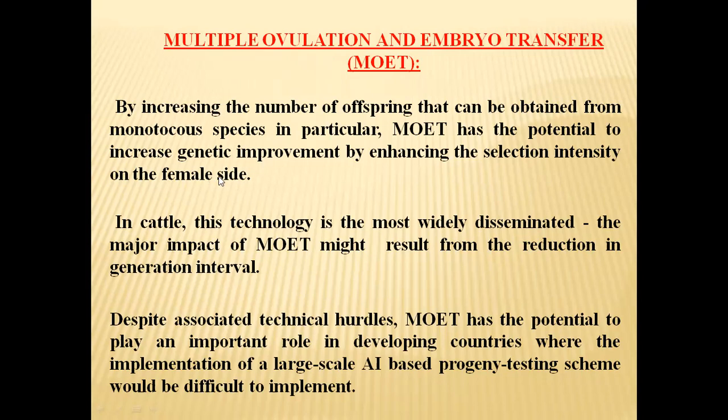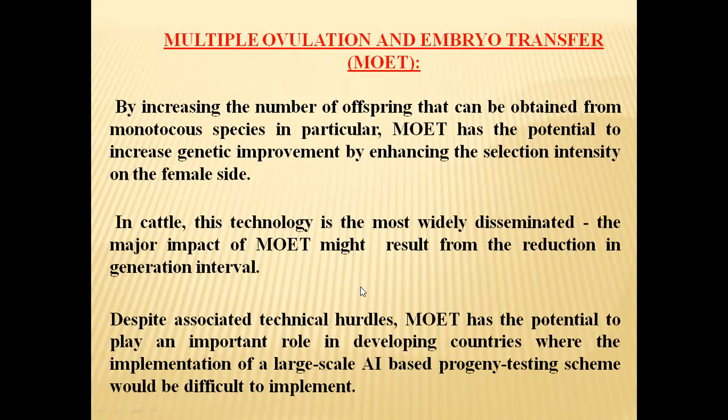Normally the female can give birth to only one baby, but with the help of this MOET, we can produce as many good quality offspring as we wish. In cattle, this MOET technology is the most widely used one, and it has a major impact in that it reduces the generation interval a lot. So generation interval reduction is achieved with the help of MOET.